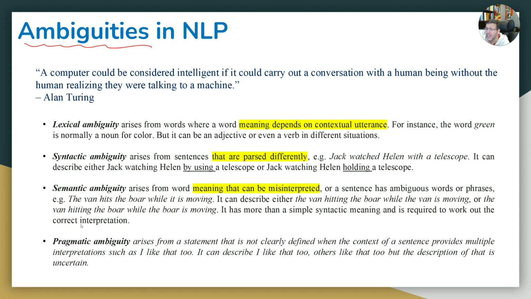All of these ambiguities would prevent a computer from understanding the true meaning of a text. So when you are working on NLP, you need to consider these ambiguities. Otherwise, your analysis might not be as accurate as you want. So that is the presentation from yesterday.